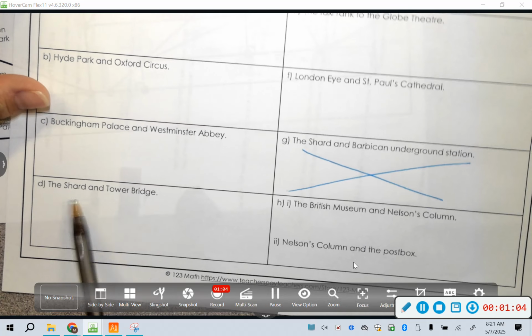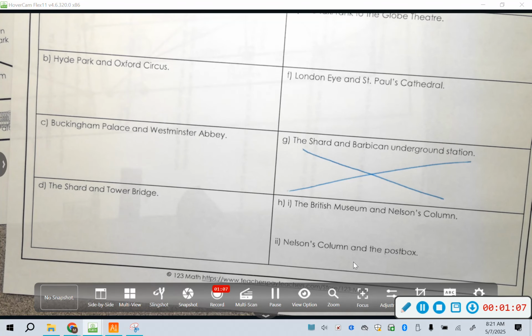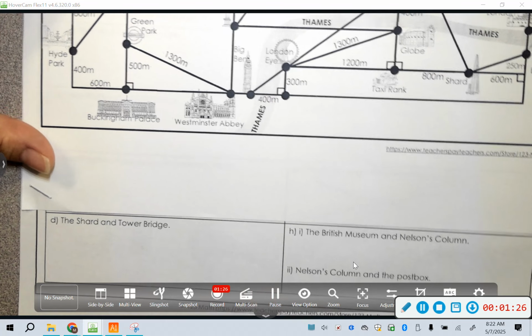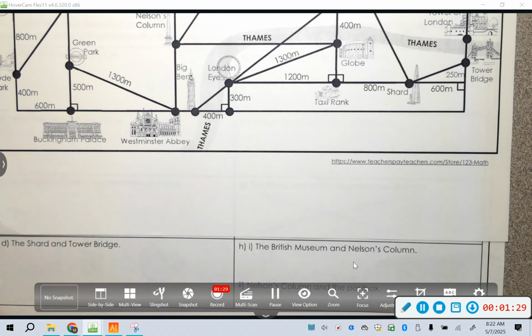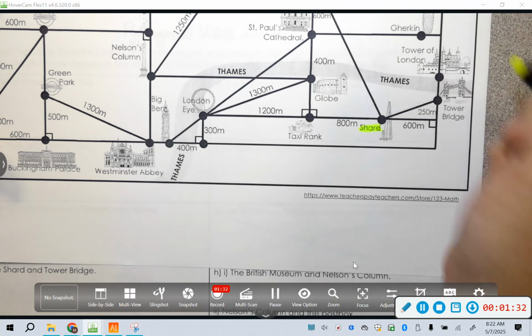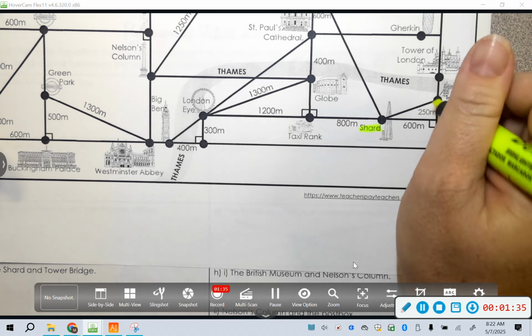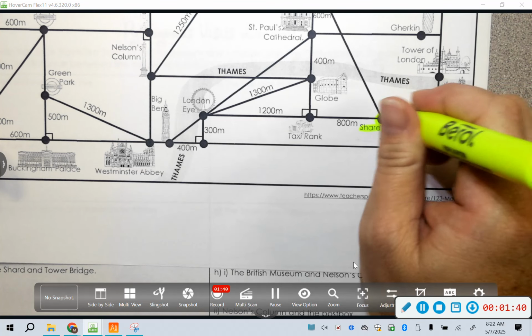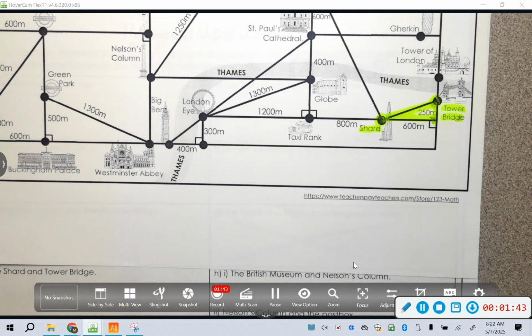So it's going to give us 2 landmarks, and we're going to find them, and we're going to find the distance. Yes? Now, one thing I need you to remember is that Pythagorean theorem only works on what kind of triangles? Right triangle. So we have to create a right triangle with the little road maps. Yes? Okay, so knowing that, we're looking here, and we're looking for Shard and Tower Bridge. So we're going to find that. So it's over here on the right. So we have Shard and the Tower Bridge. So that's this dot and this dot. So we're going to use this right triangle to find the answers.